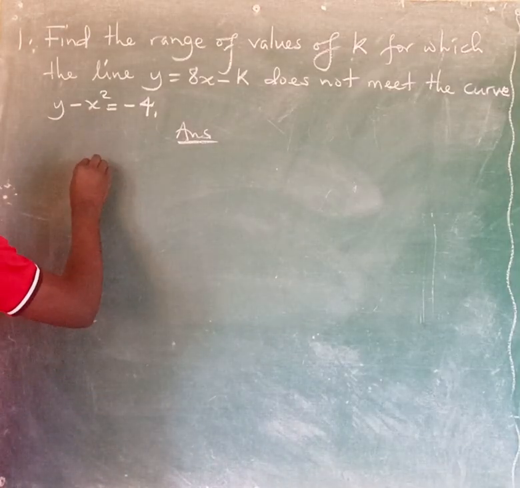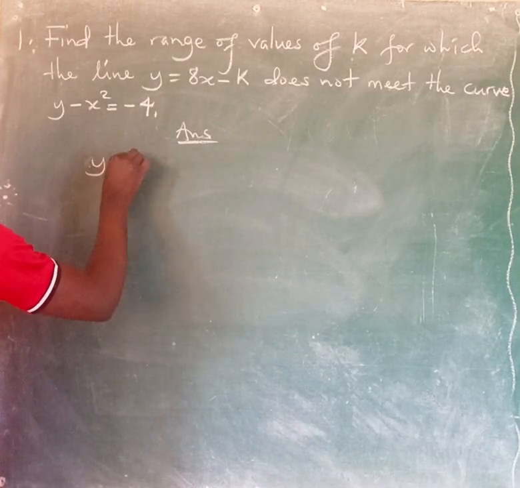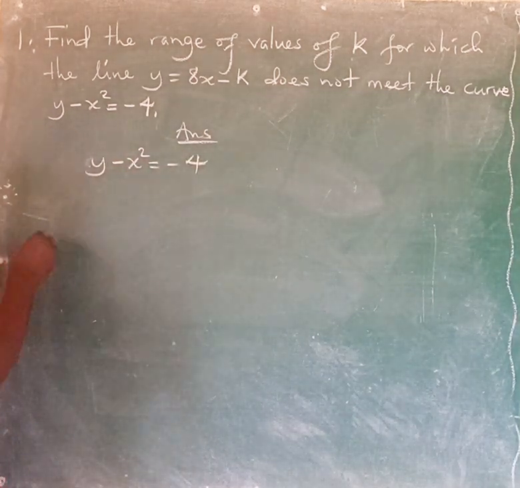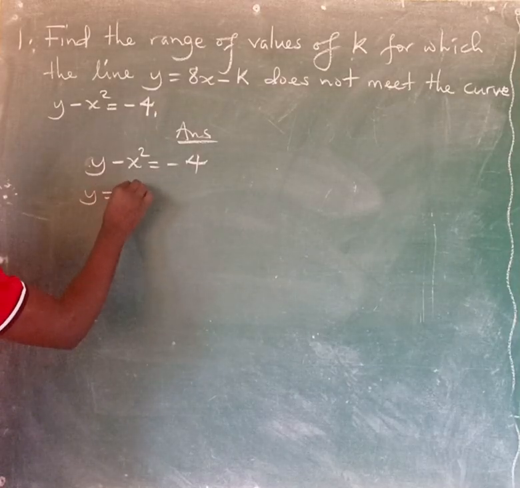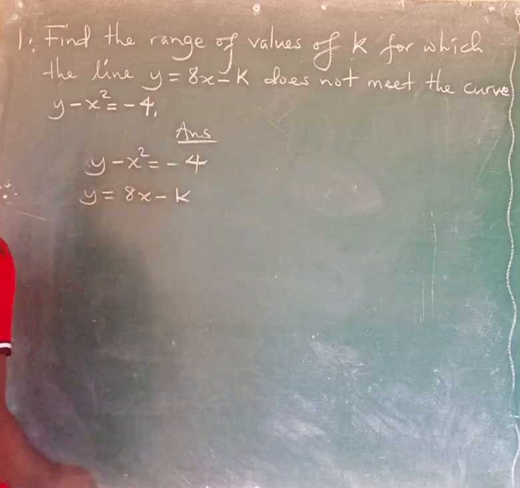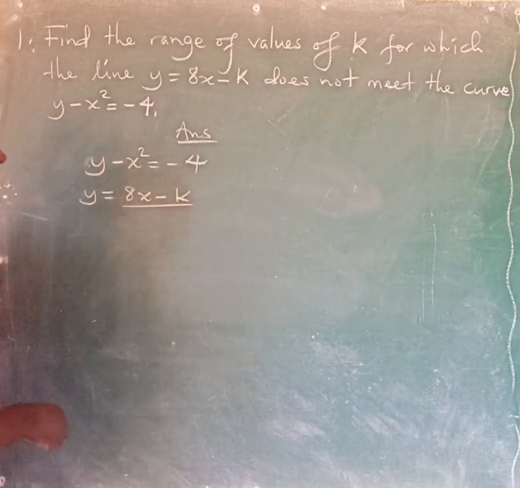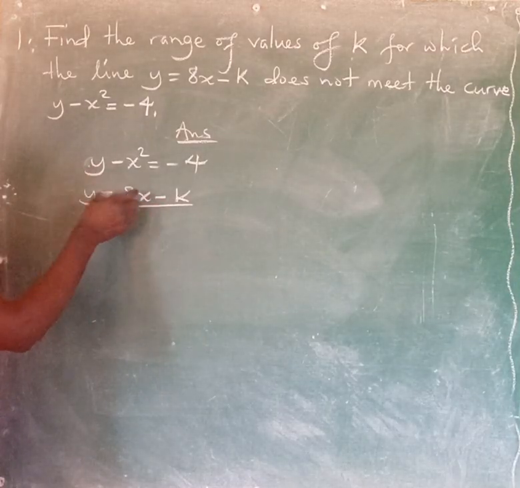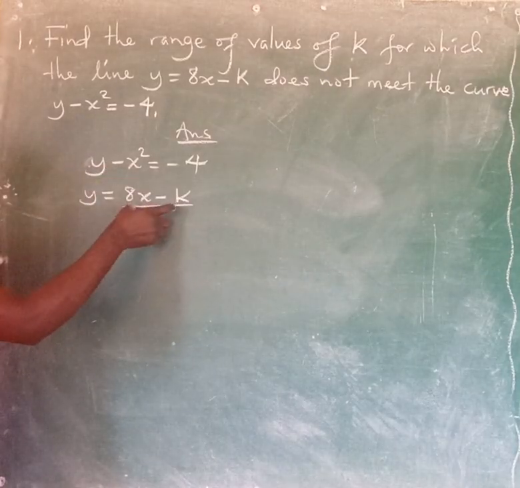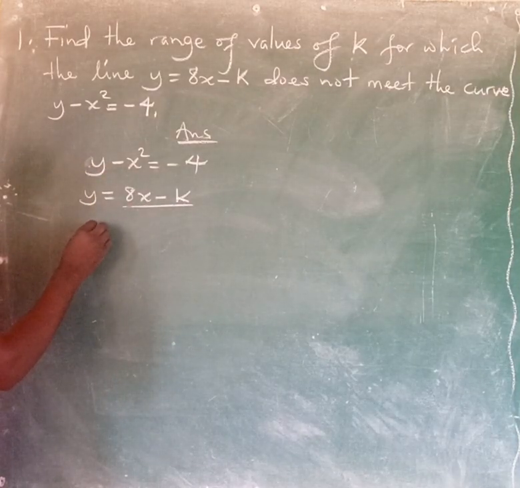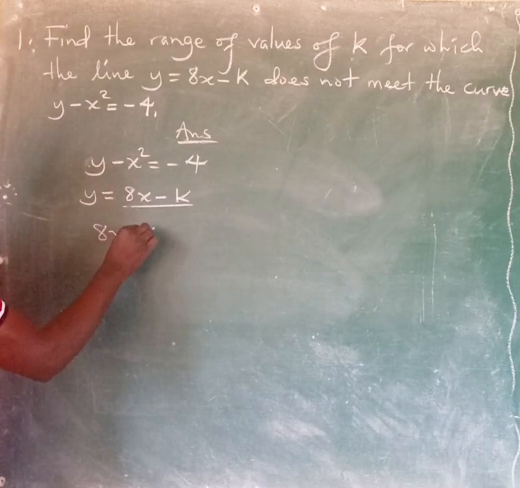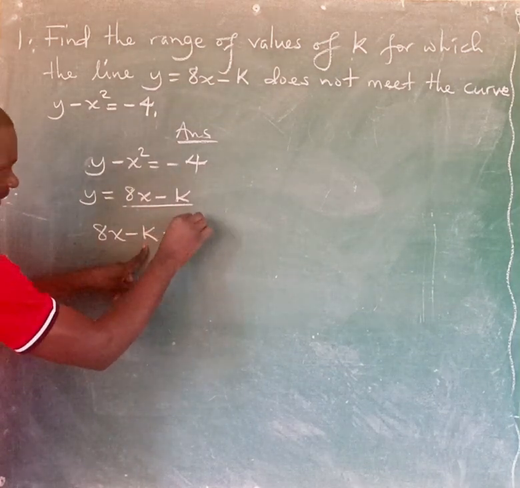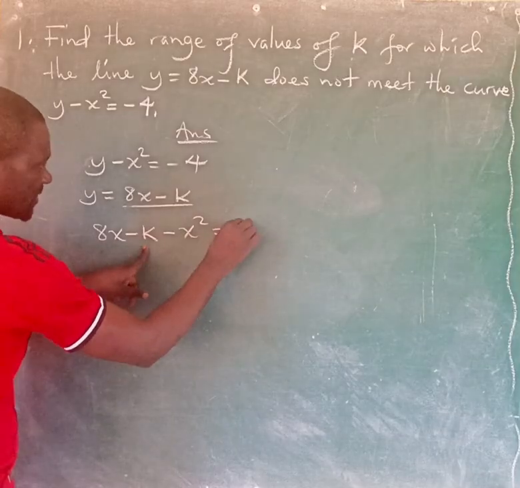So let's say we have y minus x squared is equal to -4 as the curve, and then we also have the line y is equal to 8x minus k. What we'll do is substitute the y value that we have in the straight line into the curve. Where there is y, we substitute 8x minus k. So here, this is y, and then minus x squared equals -4.